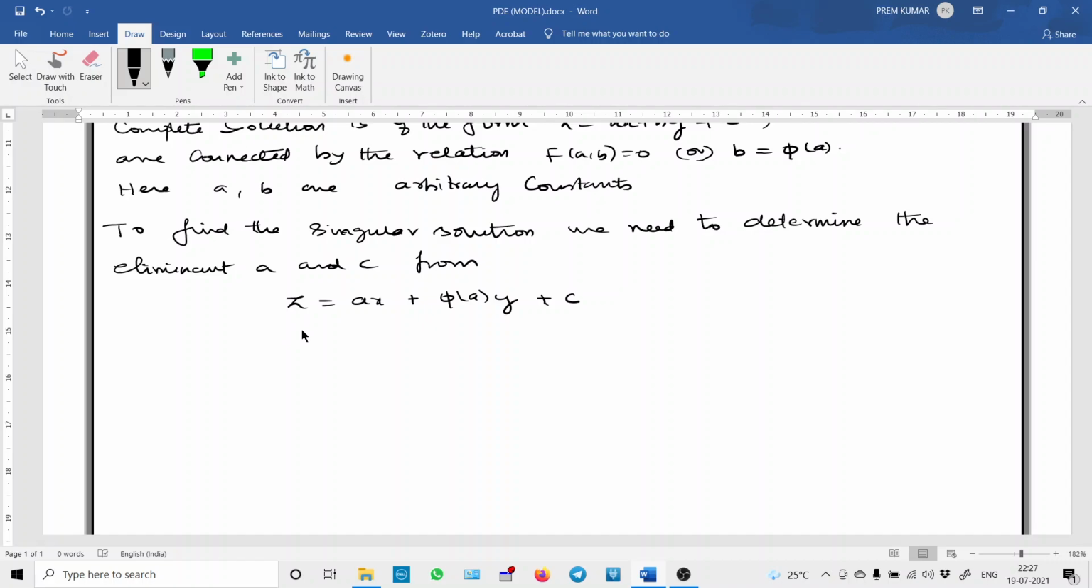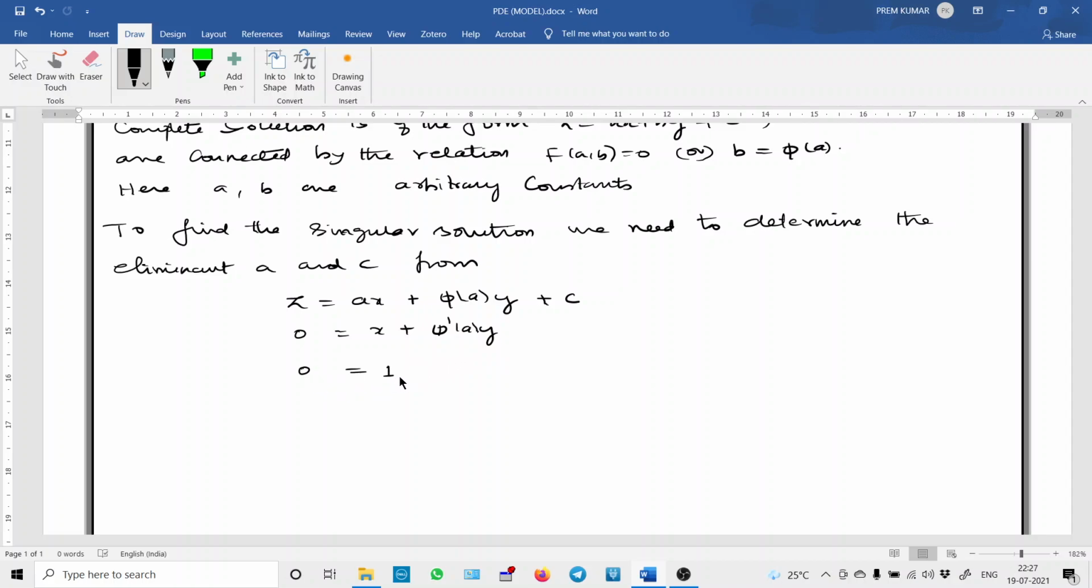a and c. So what we get, differentiating with respect to a partially, we get 0 equals to x plus pi dash of a into y, and c differentiating with respect to a is 0. And what is the other thing? We have to differentiate with respect to the other constant, say c. That is 0 equals to, and the right hand side I get 1. And this is an absurd result.